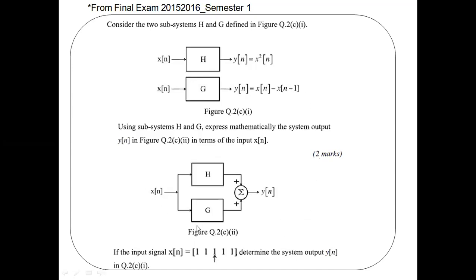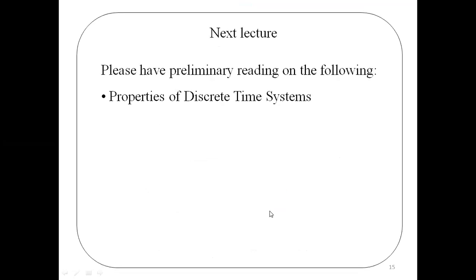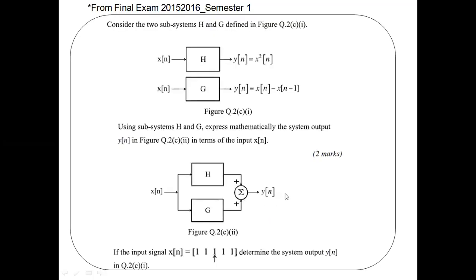For the next part of the question, it states that the systems H and G are combined with the same input, and the outputs of H and G are added, which gives us yn. Based on this condition, we are requested to find this yn if the input xn is given by this value, which is 1, 1, 1, 1, 1.